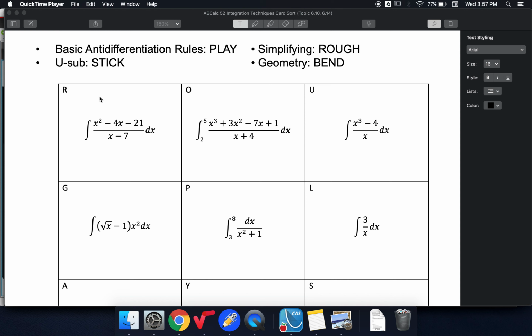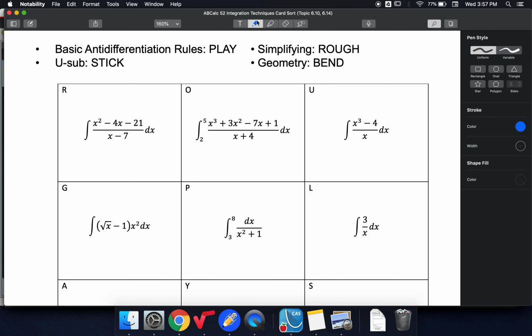All right, I'm here to explain a few more of these integrals with you, and I've put up how we should have sorted them. Of course, there's always going to be multiple ways to solve something, but we want to go with the simplest way. So let's look at this first one.